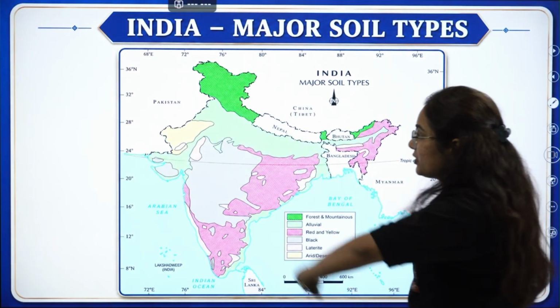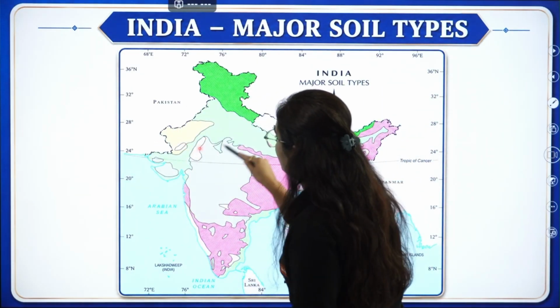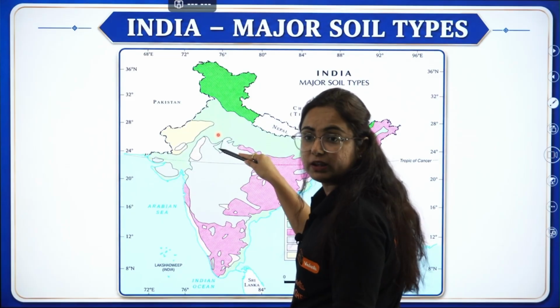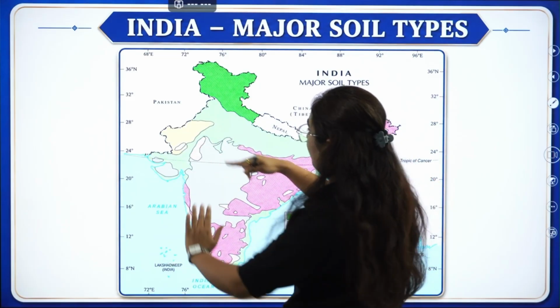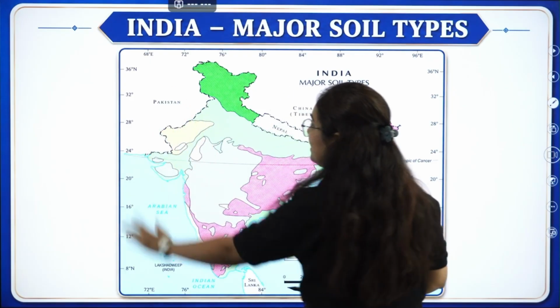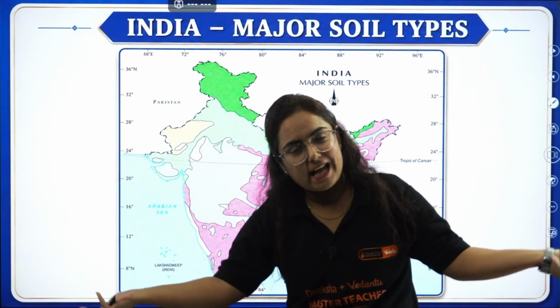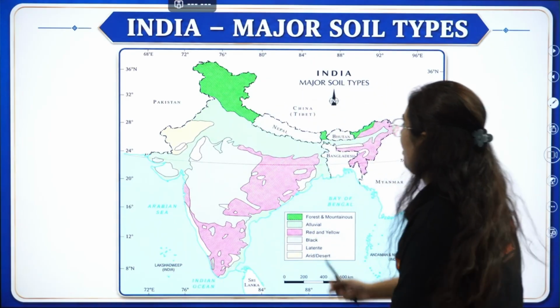Okay, let's go to the left one. Here lie the Aravali mountains, which stop the flow of wind, and this region becomes what? This region becomes desert, because of which the soil found here is desert soil, arid soil. Get it? Very good.